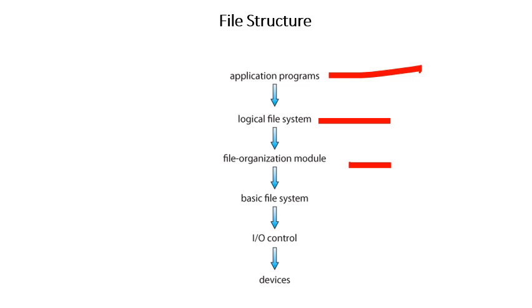So as it shows, different layers are responsible for different activities. First is the application programs. The first layer is application programs, the second is the logical file system, the third layer is the file organization module, the fourth is the basic file system, and then input output control and devices.